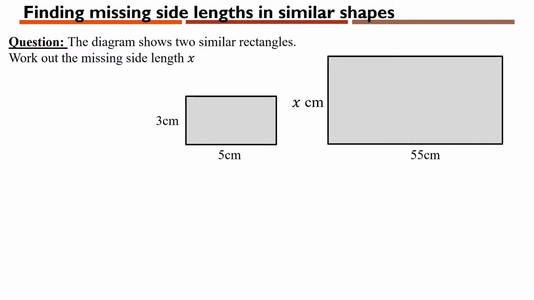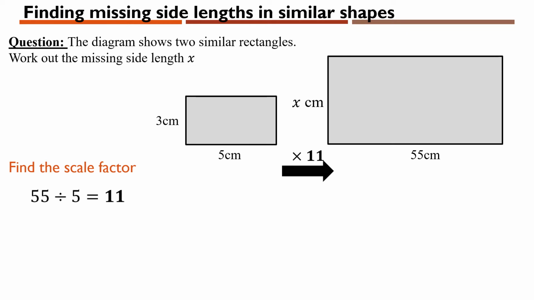So first thing, I'm just going to start with a basic question. So the question says, the diagram shows two similar rectangles, work out the missing side length x. So because we know it's similar, and it says in the question, the first thing we need to do is find the scale factor, okay? And the only sides we can compare are the 55 and the 5, so we can use that to find that scale factor is 11.